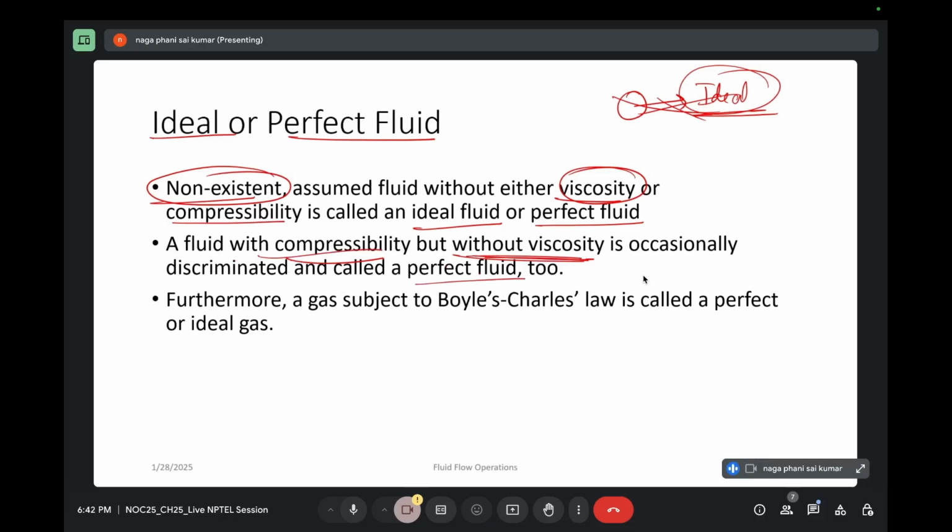Just in order to put this in simpler terms, all the fluids which obey Boyle's and Charles' law are called perfect. Sorry, this is particularly for gases, not for liquids. So gases which obey Boyle's and Charles' law are basically called perfect or ideal gases. Boyle's and Charles' law together is nothing but the ideal gas law. So you're combining both Boyle's law and Charles' law. If a gas is obeying both Boyle's and Charles' law, then it is considered a perfect or ideal gas.